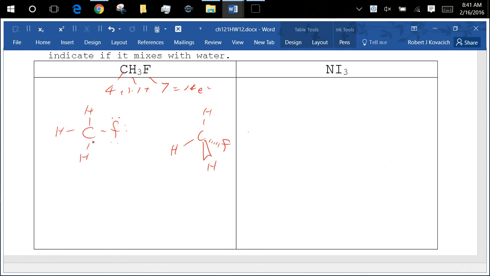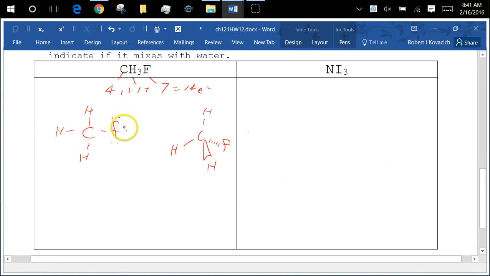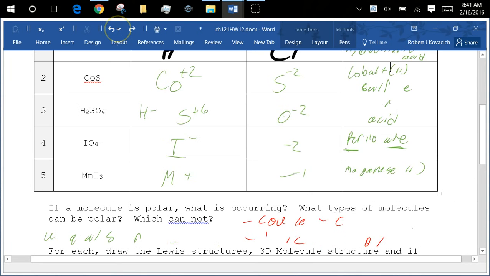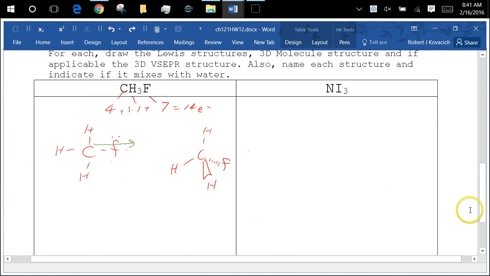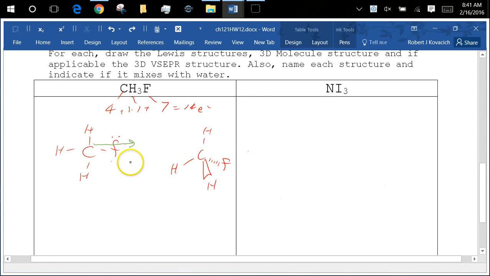So yeah, this thing's going to mix with water. How come? Because the fluorine is pulling all the electrons to the side. So the carbon's electrons in that bond right there are going to be dragged over towards my fluorine. So that's going to end up giving me a partial negative on this side of the molecule and a partial positive on that side of the molecule. So that thing will be able to mix with water.